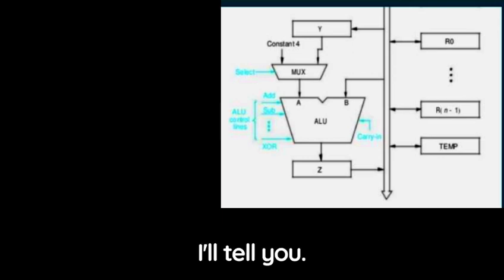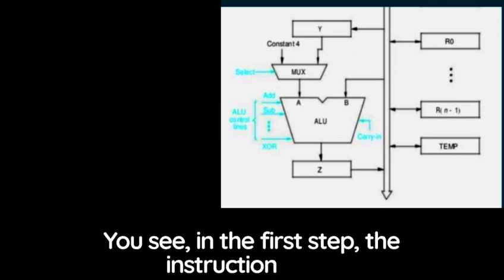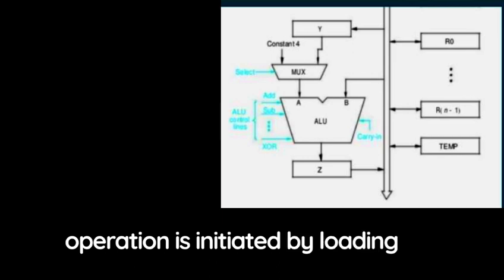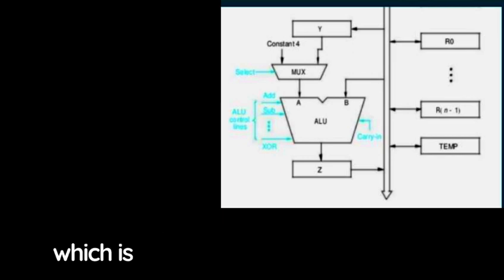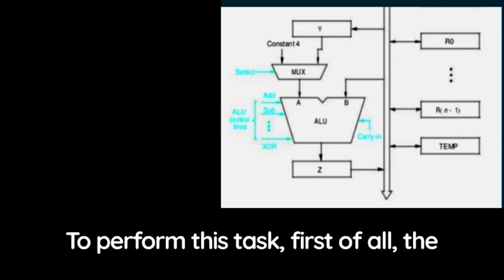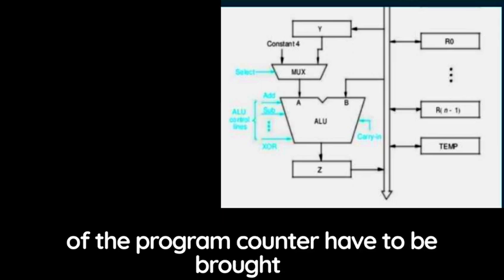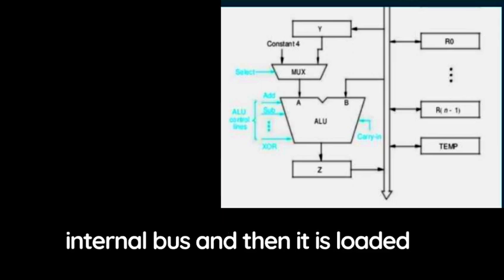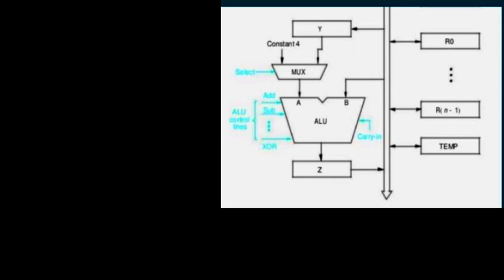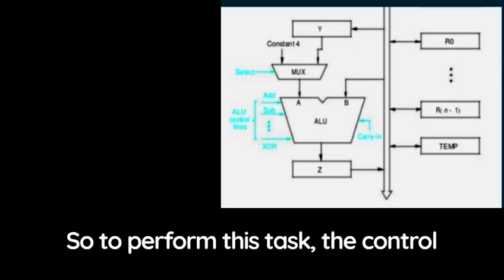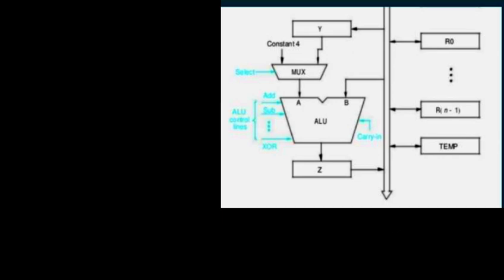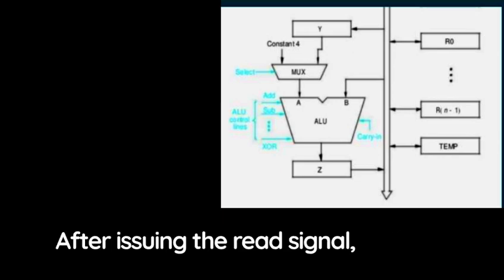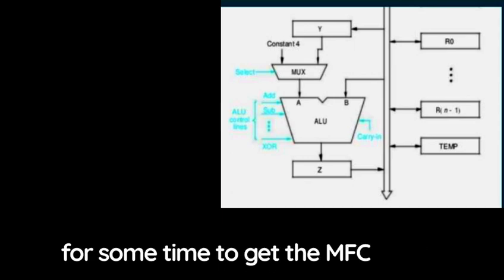I'll tell you. In the first step, the instruction fetch operation is initiated by loading the contents of the PC, that is the program counter, into the MAR, which is the memory address register. To perform this task, first of all, the contents of the program counter have to be brought to the internal bus and then loaded to MAR. So the control unit has to generate the PC out signal and MAR in signal. After issuing the read signal, the CPU has to wait for some time to get the MFC signal.